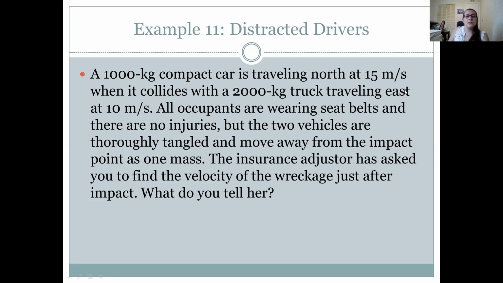So since we see here the two vehicles are thoroughly tangled and move away as one mass, that leads us to the conclusion that it is a perfectly inelastic collision, and energy is not conserved in this case. We can only have conservation of momentum and kinetic energy when it is an elastic collision, and this is not. So, bummer, no conservation of energy here. But we can still answer this question.